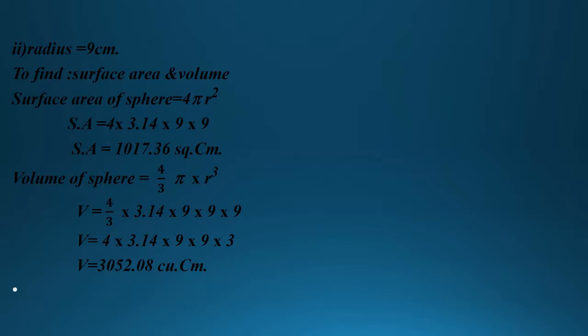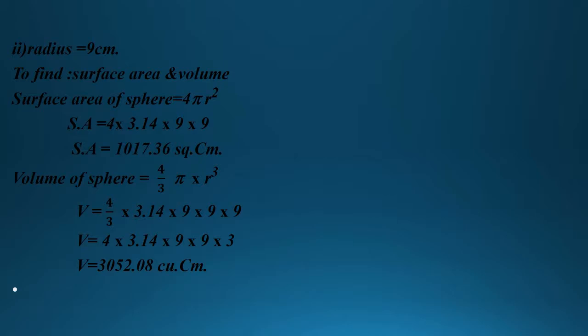Second question is with radius 9 centimeter, to find surface area and volume. Surface area of sphere is equal to 4 pi r square. Therefore, substituting the value of pi as 3.14 and radius as 9, we get surface area is equal to 4 multiplied by 3.14 multiplied by 9 multiplied by 9. Therefore, surface area is equal to 1017.36 square centimeter.